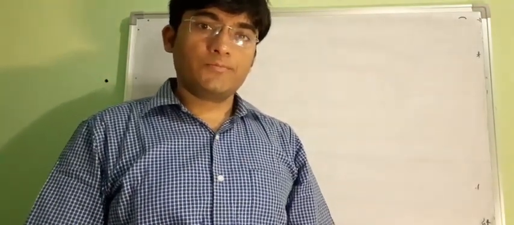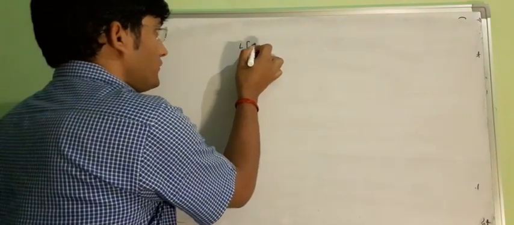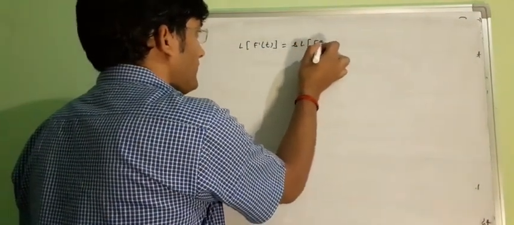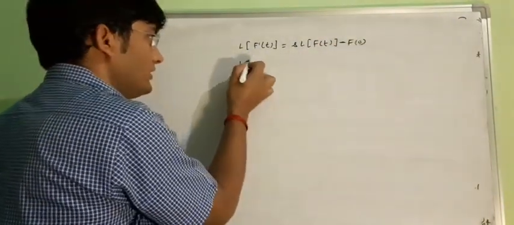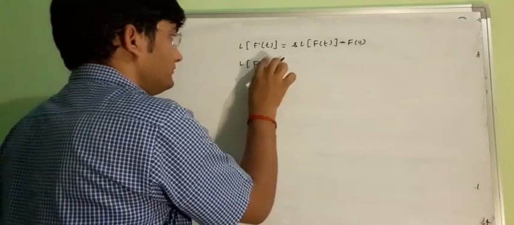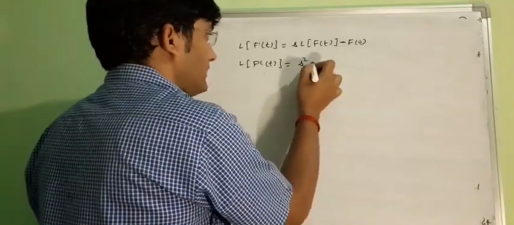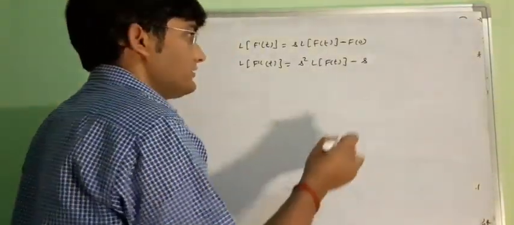Welcome again. Today I will solve the questions of ordinary differential equations using the Laplace transformation. We know that the Laplace of f dash t is equal to s into Laplace of f(t) minus f(0). We have proved this formula in our earlier lecture, and this was your s square Laplace of f(t) minus s f(0) minus f dash 0.